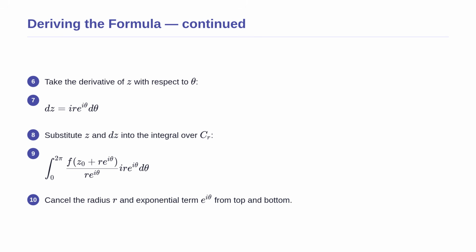This is a beautiful moment in the derivation because the complex terms in the numerator and denominator are about to cancel each other out perfectly. We cross out the radius and the exponential term from both top and bottom, leaving only the imaginary unit I and the function evaluated at points on the tiny circle.